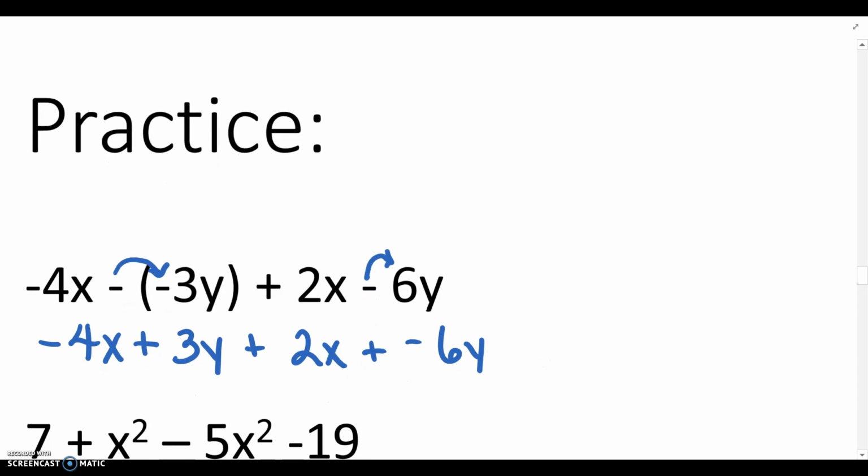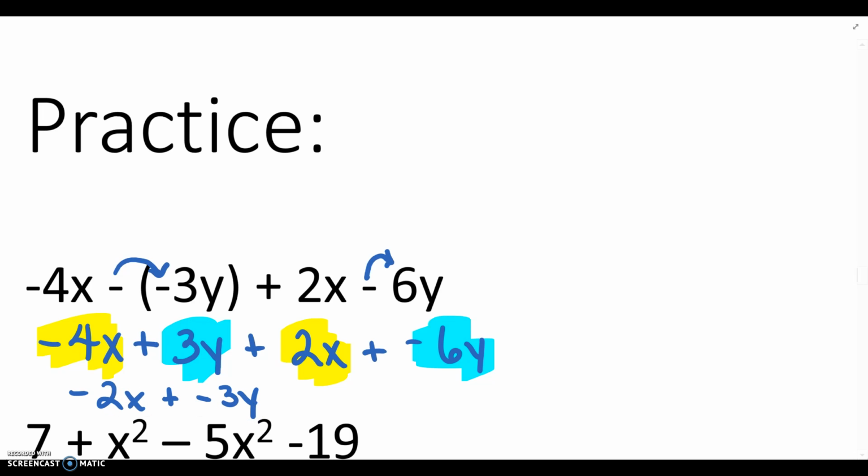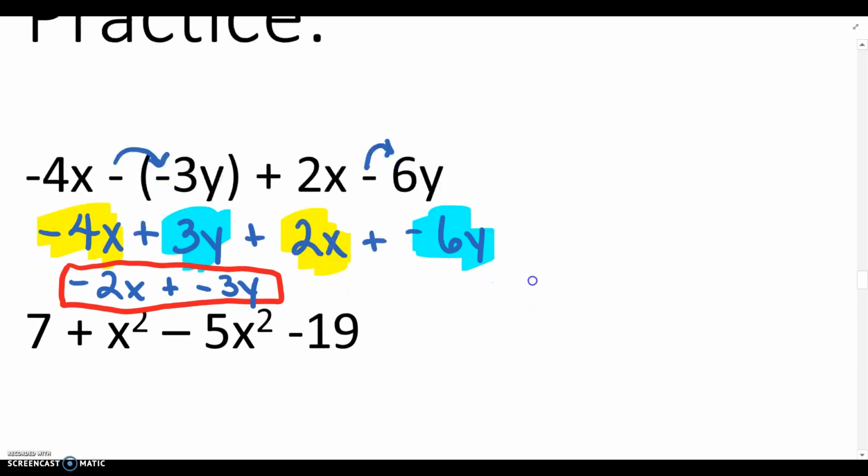Now I can go through and add my like terms. So I can add all of my x's with x's, and I can add all of my y's with y's. And when I do that, I end up with the answer negative 2x plus negative 3y. And that's my final answer because I cannot add x's and y's together. Let's look at one with some exponents.